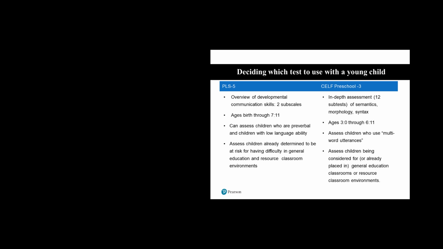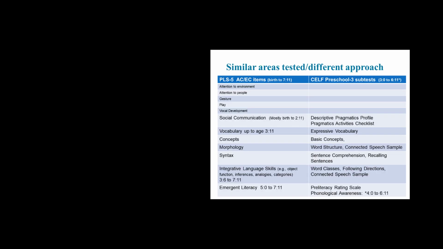Now, for children who can't take all that test structure and who respond better to quickly moving from task to task, just a few test items within each task, the more likely you are to get better information from the child using PLS-5. So similar areas are tested, but the format of the test items is a different approach.